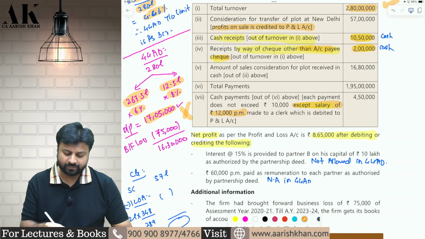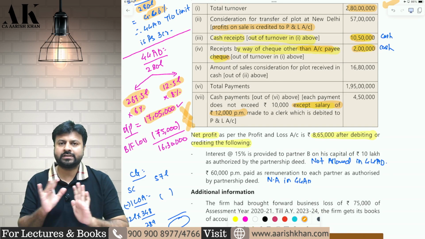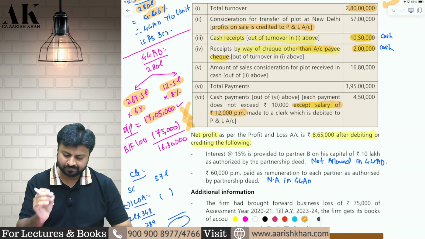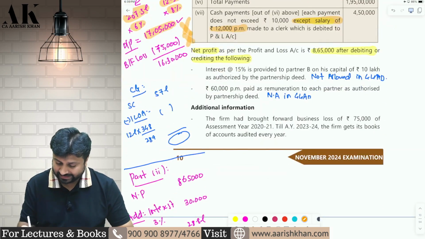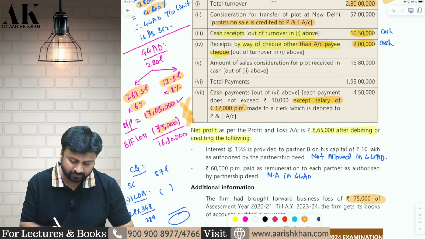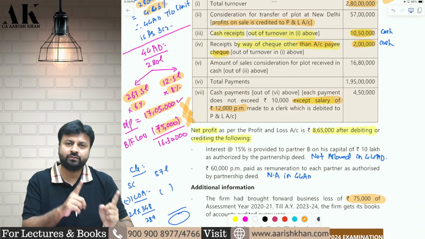Will I get deduction of remuneration from this? No. No interest or remuneration is allowed under 44AD for a partnership firm. Will I get deduction of brought forward losses? Yes. Brought forward losses can be allowed under 44AD because that does not come under sections 28 to 44D.